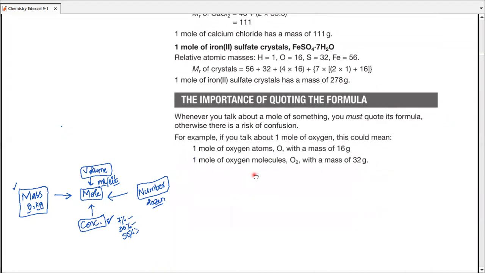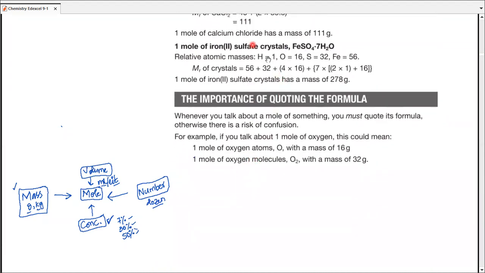But what if we need to take more? If we need to take 1 mole of oxygen atoms, O is equal to 16 in the periodic table, so write grams next to it. 16 grams would be equal to 1 mole of oxygen atoms. If you have 1 mole of oxygen molecules, the formula for the molecule is O2, so the mass would be 32. Take 32 grams of oxygen, and you have 1 mole of oxygen molecules.